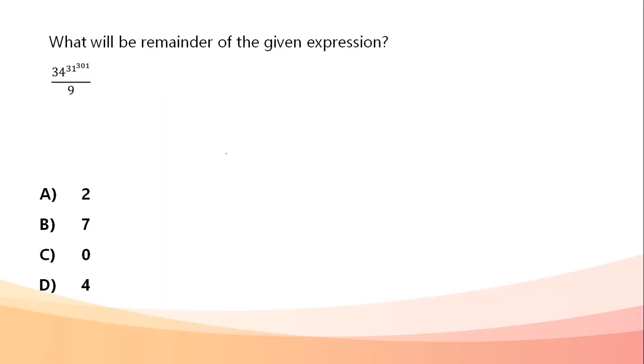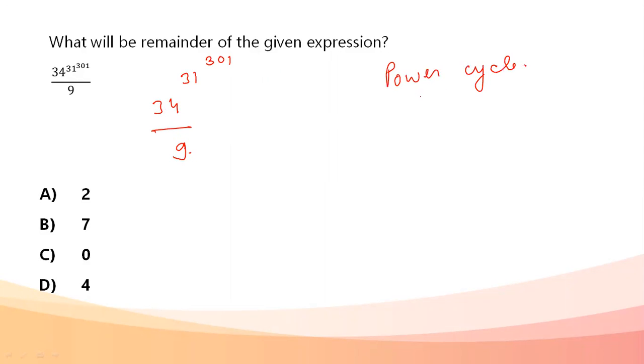All right. So what we can do here is, when we look at the number 34 raised to power 31 raised to power 301, what is going to be the remainder of the expression when it is divided by 9? Now, I do not know the power cycle. The concept that is going to be used here is power cycle. I do not know the power cycle for 34. What we are going to do here is divide 34 by 9, and here I'm getting the remainder as 7. With respect to 7, I can consider the whole cycle.